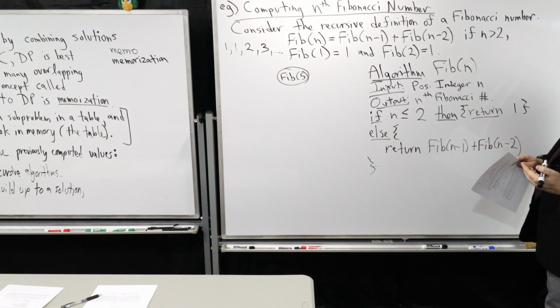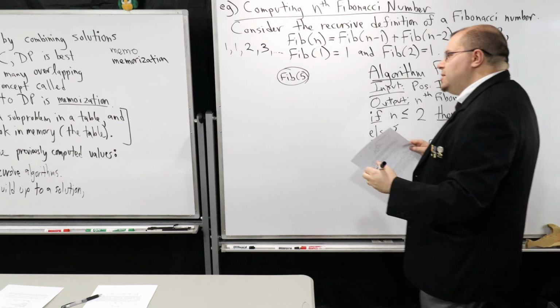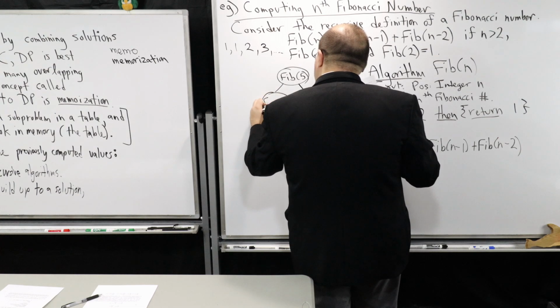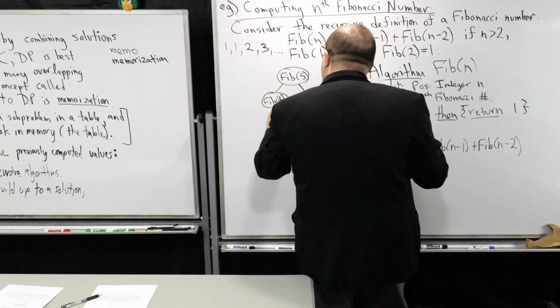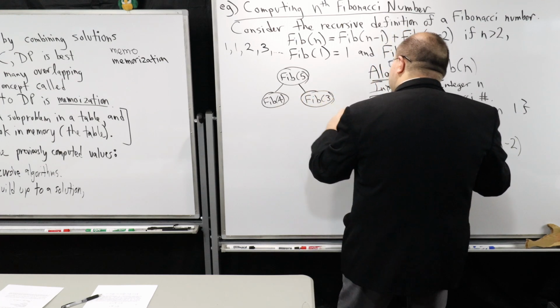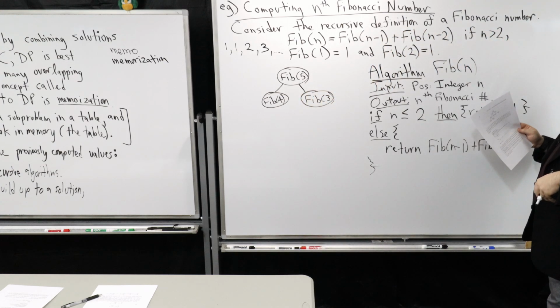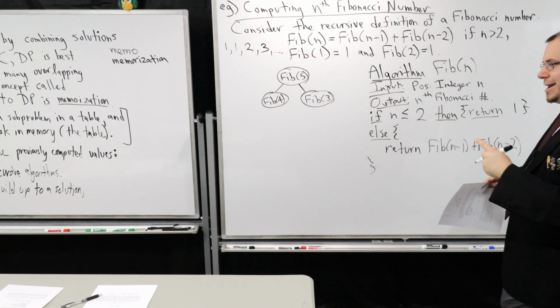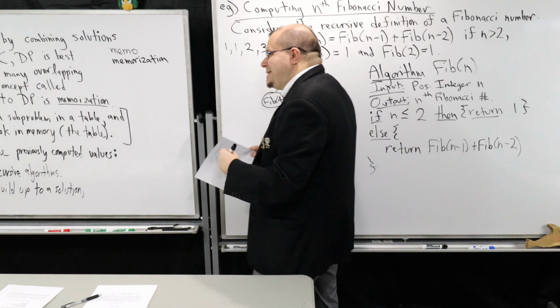well, computing fib of 5 depends actually on results. In fact, it depends on two results, right? It depends on fib of 4 and fib of 3. If we look on the right side here, what do I need to compute fib of 3? Can somebody tell me?